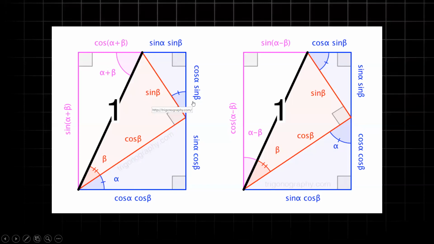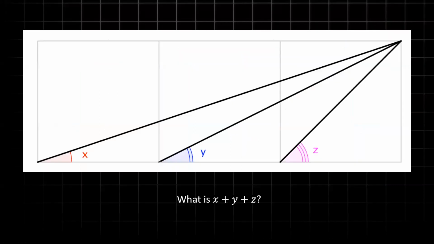Yeah. So this is a proof for the formula cos(A+B). These are proofs for the formulas. Also, you might have seen this on trigonography. This is a very famous problem. Some of you might know about this. What is x plus y plus z? There are 3 squares and lines are drawn like that. Now, the question is, what is x plus y plus z?